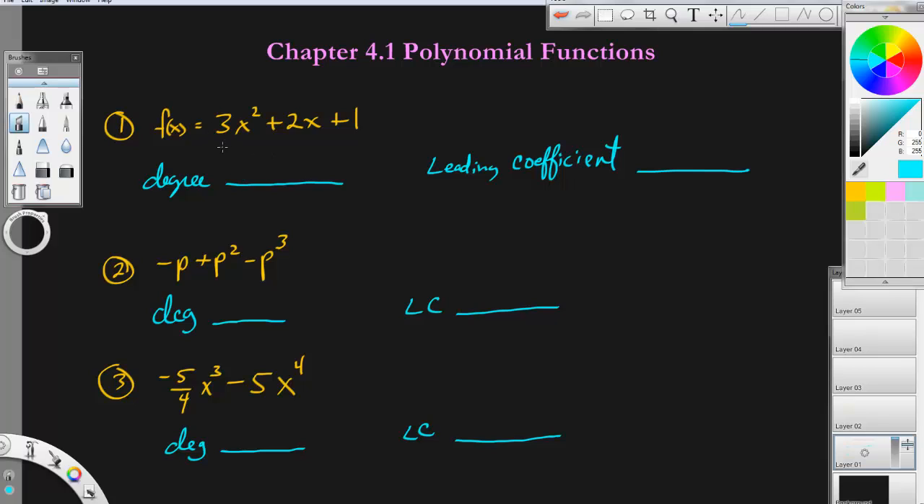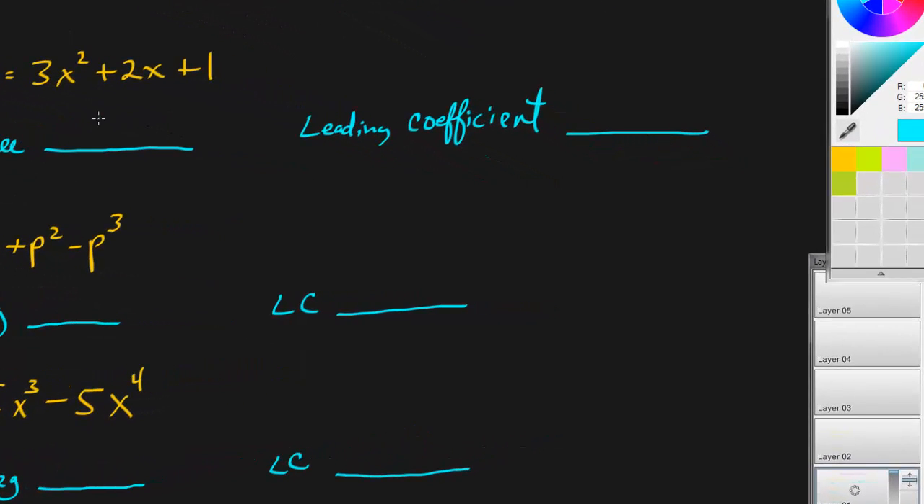So if I said, what's the degree of this first one, that would be like saying, what's the biggest exponent? So what is it? It is 2. And the leading coefficient of this would be the number that multiplies the variable of the highest order. So it'd be 3x to the second. So the leading coefficient would be 3.